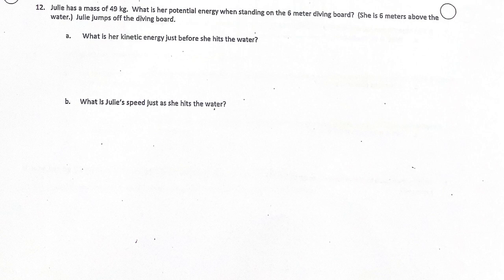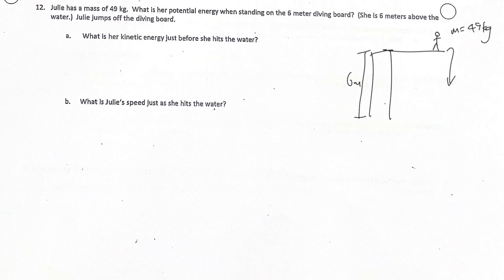Julie has a mass of 49 kilograms. What is her potential energy when she's standing 6 meters up a diving board? And then Julie jumps off the diving board. So this is the diving board, this is Julie. Her mass is equal to 49 kilograms, and she's 6 meters above the ground. So she dives off.